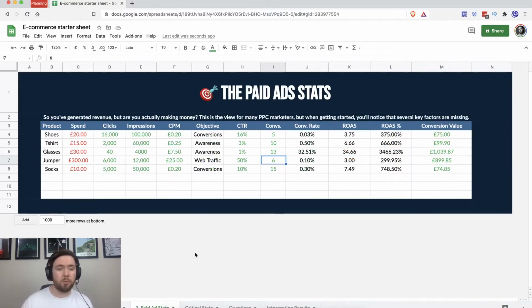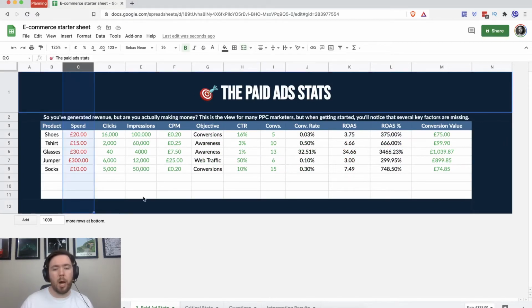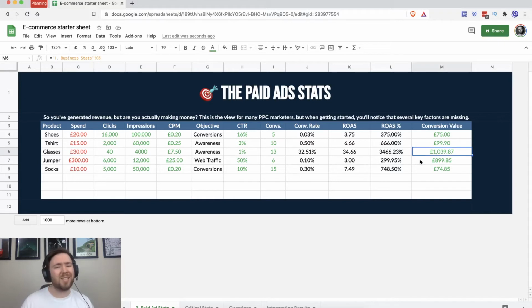Instead, what a lot of people do when they start is they focus on this column here, column C. I have spent on glasses £30. And that has converted £1,039.87 in revenue. Excellent, great. 34.66 ROAS, return on ad spend, fantastic. That's really good. That's excellent. That's really, really good. But let's break that down.